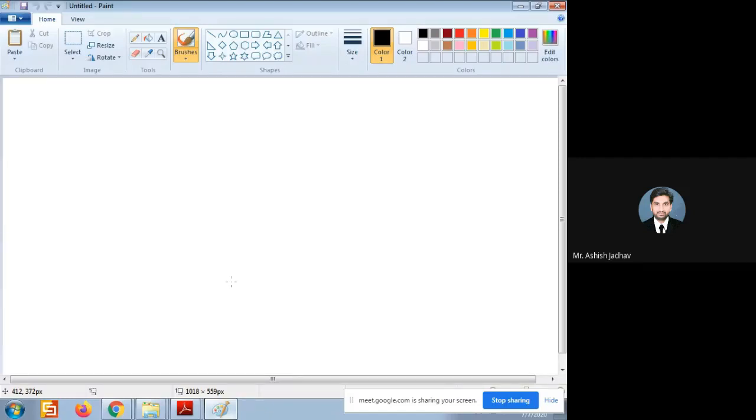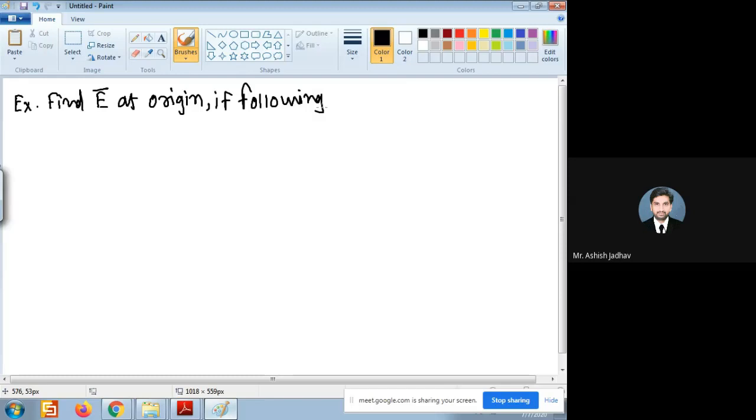So you have to find example. You can take a note of this. Find electric field intensity E bar at origin. So now the point where we want the electric field intensity is at origin. So coordinates of origin are 0, 0, 0. If following charge distributions, I would say configurations are present.